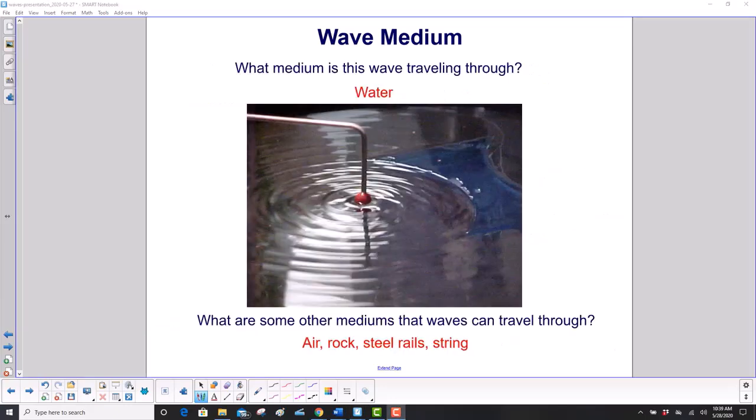For this example, the wave is traveling through the water. Other media it can travel through: air, which is a gas, rocks, steel rails, string, anything that will support an oscillation.